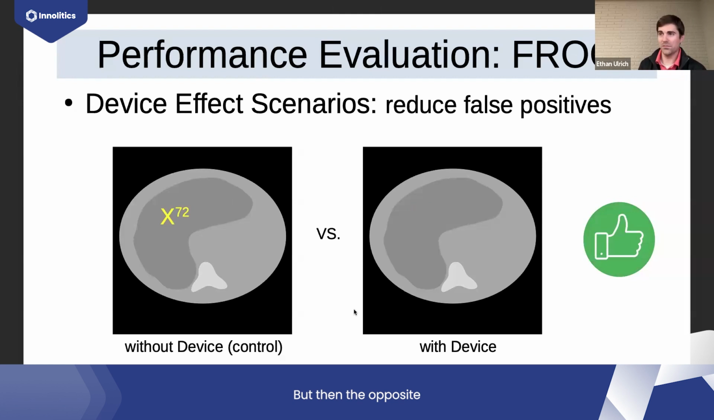But then the opposite is obviously a good thing. They generate a false positive when they weren't using the device. However, when using the device, they didn't put a detection there, and that would also be a positive mark for your device. I think the last one is reducing the confidence of false positives. That would also be a good thing. While you don't want to be generating false positives, if you can cause doubt on those false positives, that could also be considered a good thing as part of the evaluation.